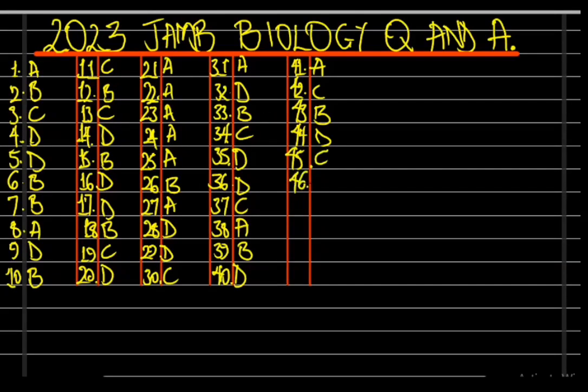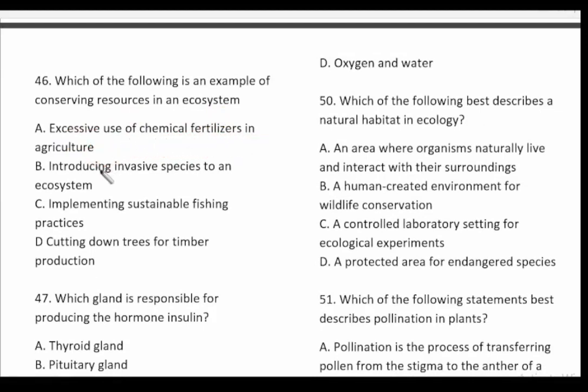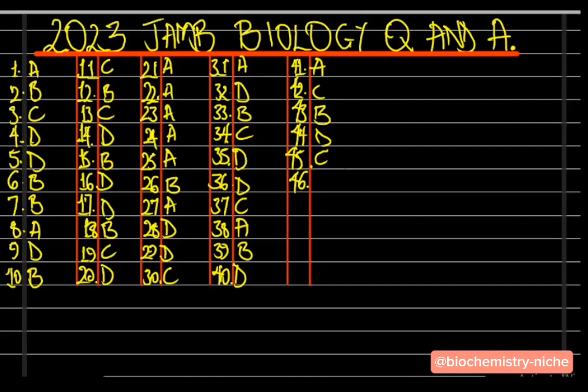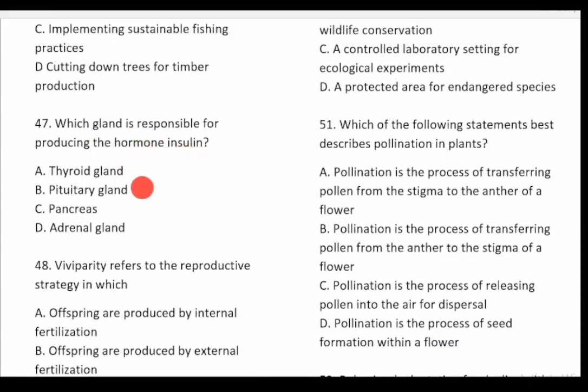And so we have question 46 now. Which of the following is an example of conserving resources in an ecosystem? Excessive use of chemical fertilizers in agriculture, introducing invasive species to an ecosystem, implementing sustainable fishing practices, cutting down trees for timber production. So the answer there is similar to a question we have seen before. The answer there is implementing sustainable fishing practices, option C. So question 47 now. Which gland is responsible for producing the hormone insulin? A. Thyroid gland. B. Pituitary gland. C. Pancreas. And D. Adrenal gland.